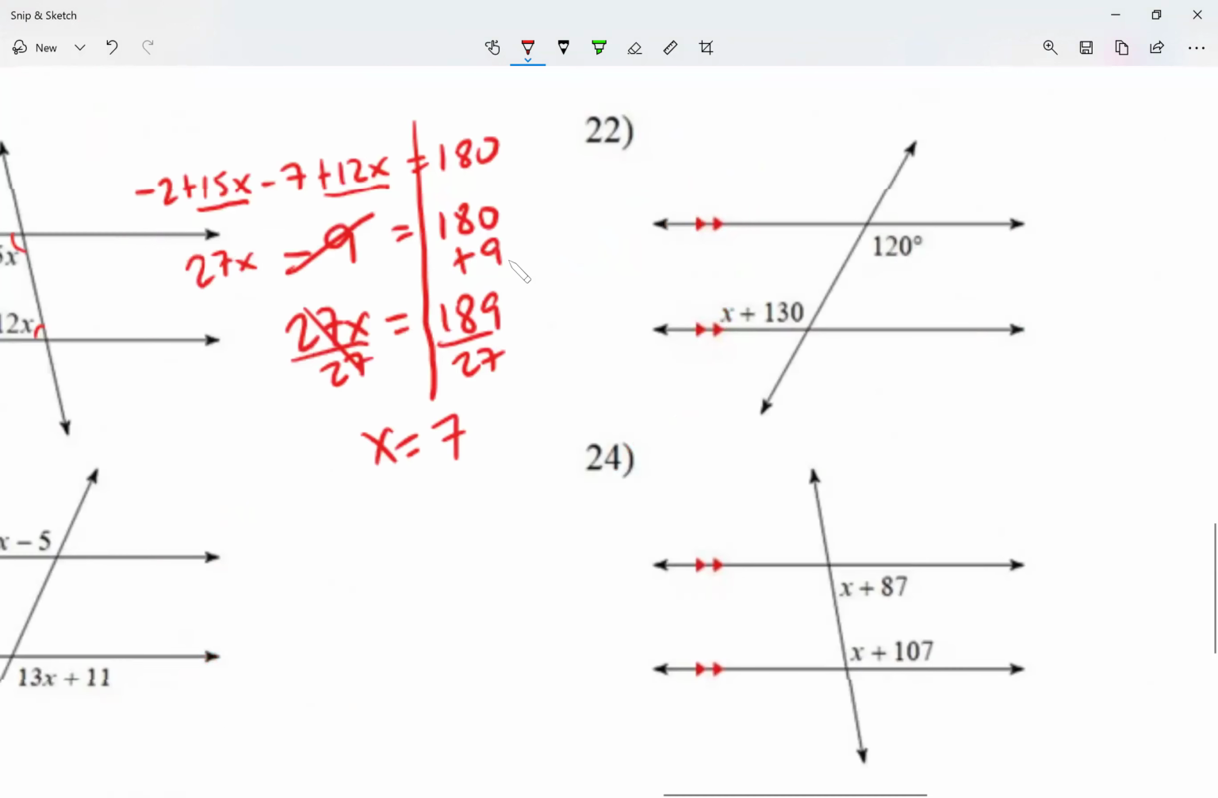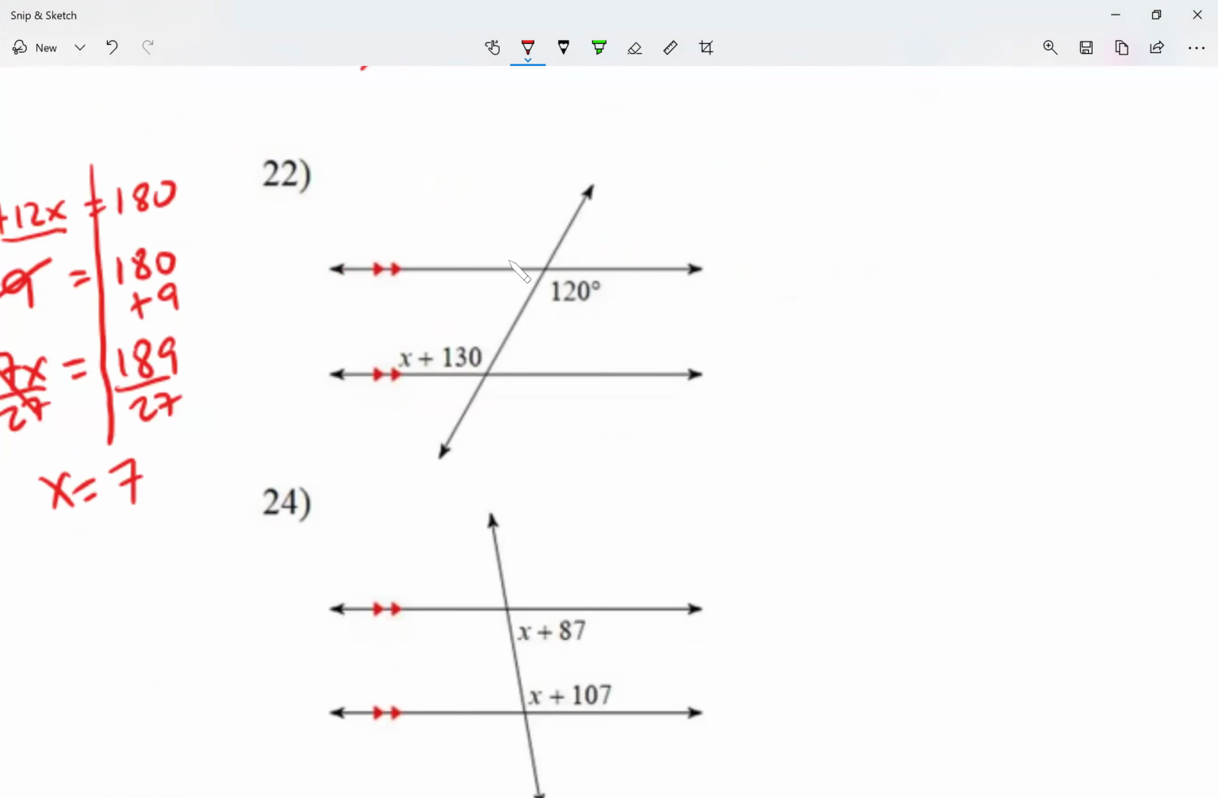Take a look at number 22. Here, this angle and this other angle, they happen to be alternate interior. I know for alternate interior, those two angles are equal to each other. So I'm going to say that x plus 130 is equal to 120.